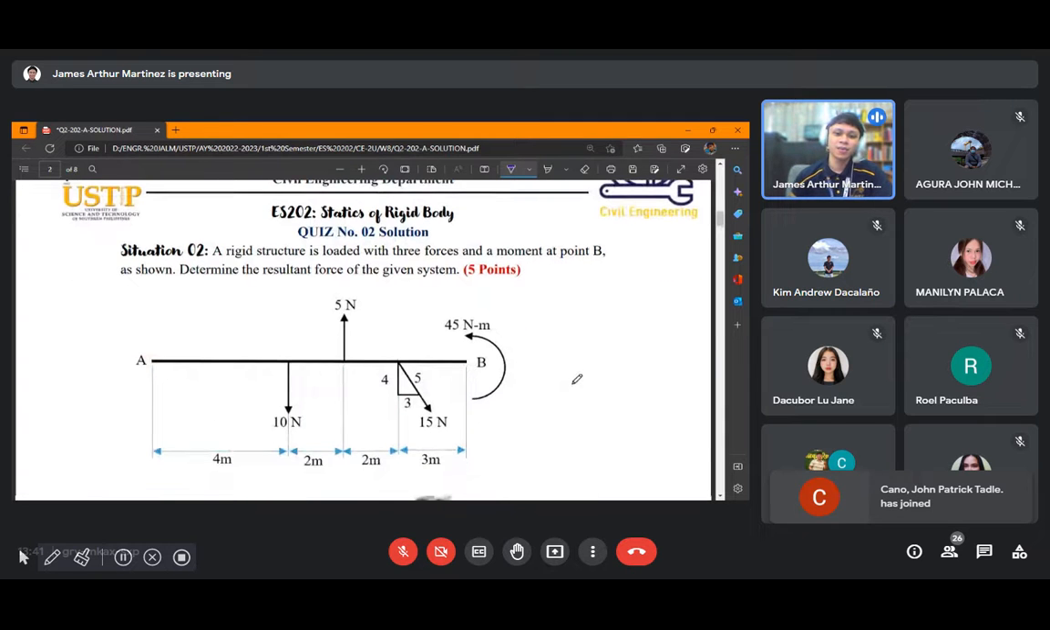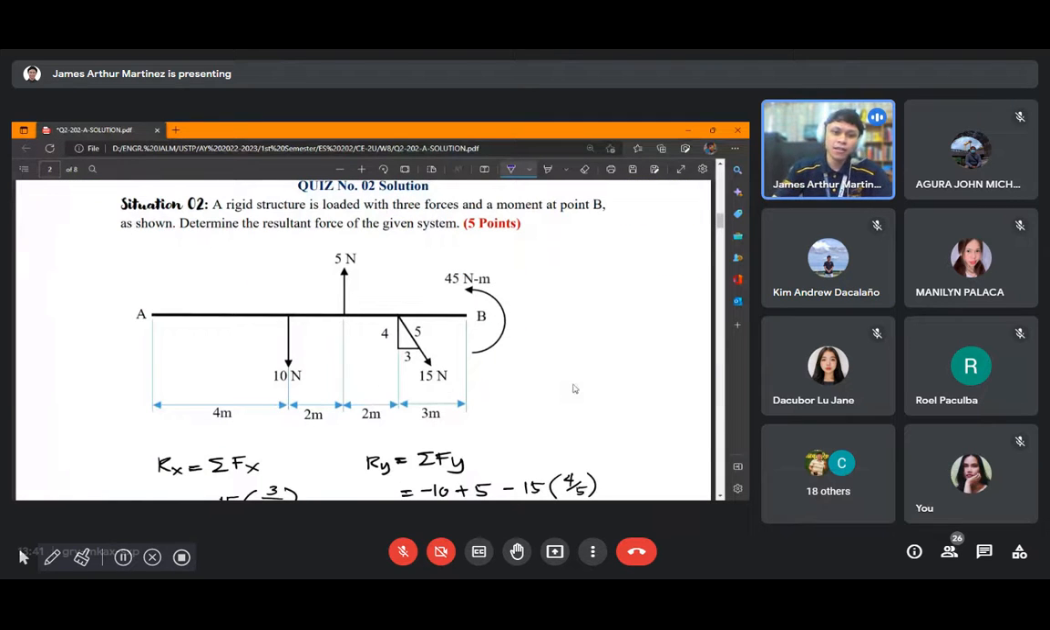Next problem is this one. A rigid structure is loaded with three forces and a moment at point B. So this is actually on the non-concurrent force system class, because you have there a combination of parallel forces and an inclined force. So this is an application of a non-concurrent force system. So determine the resultant force of the given system.